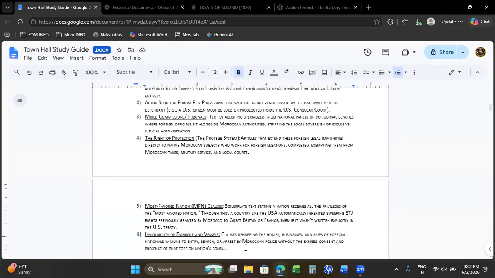Okay, so when we talk about the stripping of the local sovereign of exclusive judicial administration, we're not just talking about judicial. We're talking about all three branches of government. We're talking about everything. So you've got to read between the lines. We're talking about mixed tribunals at this time. I'm trying to give everybody a full picture before we continue, because one of the biggest indications is consul.